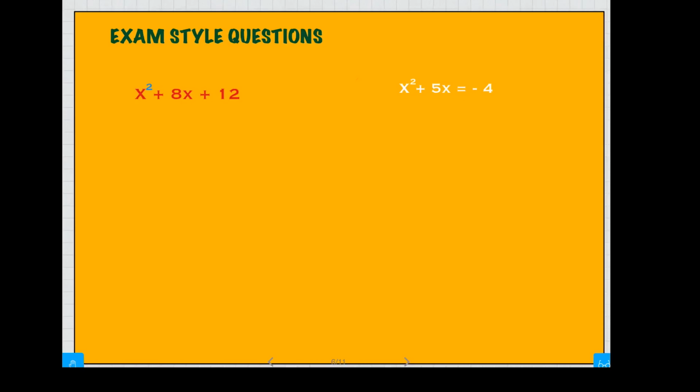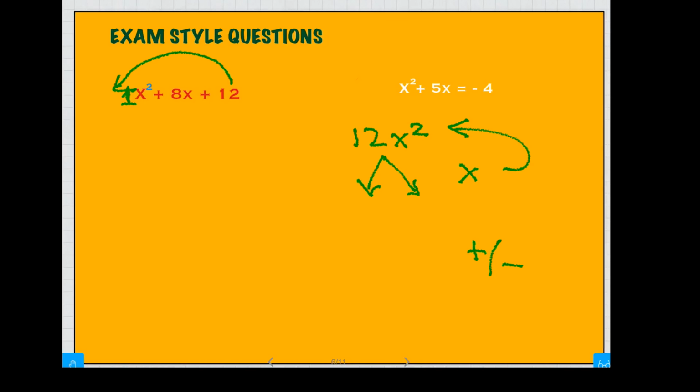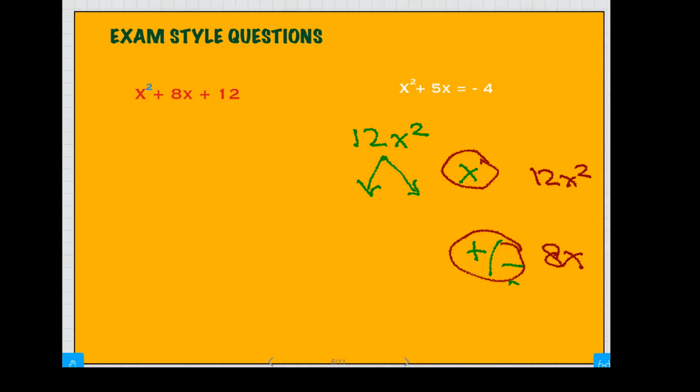Now I'm going to do a few more questions for you. The first step, x squared plus 8x plus 12. What you do is you times 12 with this one here. It gives you 12x squared. So I need to look for now two numbers that when I times them should give me 12x squared, and when I add or subtract them should give me 8x as well, this middle number.